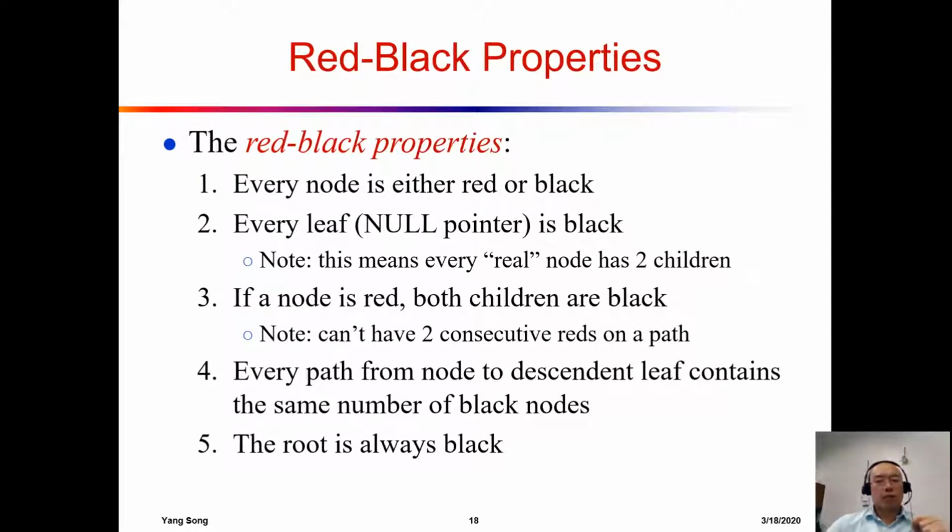Okay, so the five important properties of a red-black tree. Number one, every node is either red or black. That is obvious. That is why we name it a red-black tree. Number two, every leaf (parentheses, nil pointers) is black. This is confusing. When we are talking about the leaf, the leaf should be the lower level of the tree, and those nodes have no children, right? So that is our definition of the leaf.